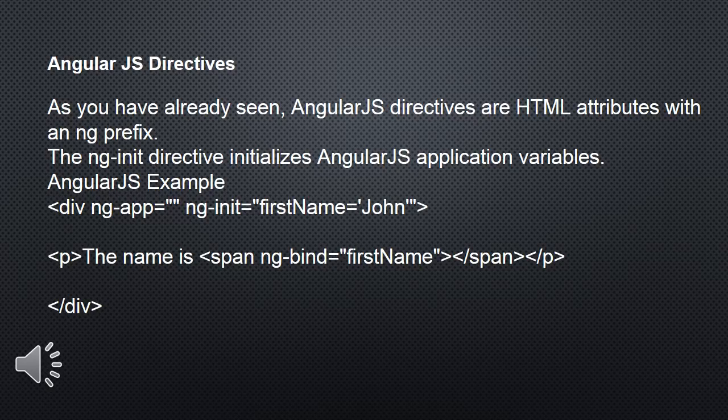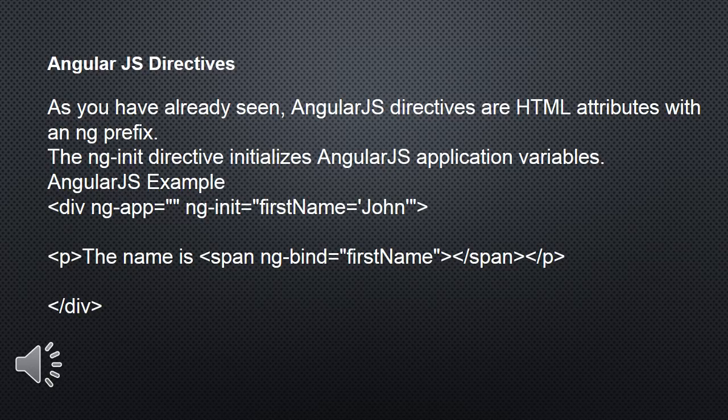We are going to discuss following directives: ng-app - this directive starts an AngularJS application. ng-init - this directive initializes application data. ng-model - this directive binds the values of AngularJS application data to HTML input controls. ng-repeat - this directive repeats HTML elements for each item in a collection.